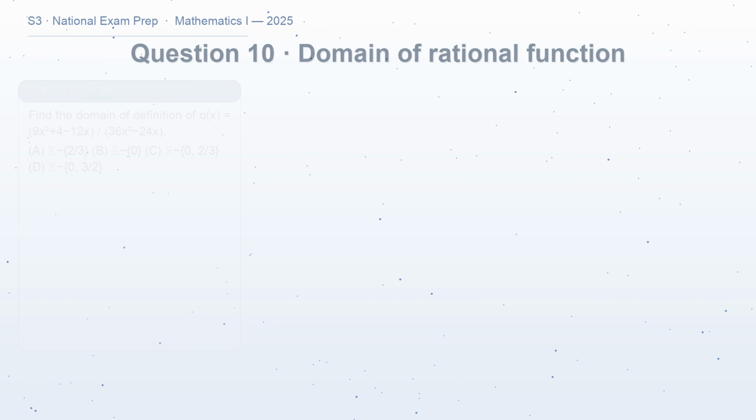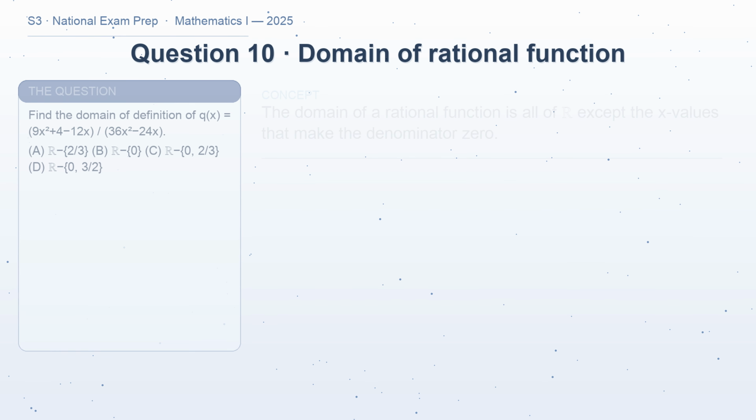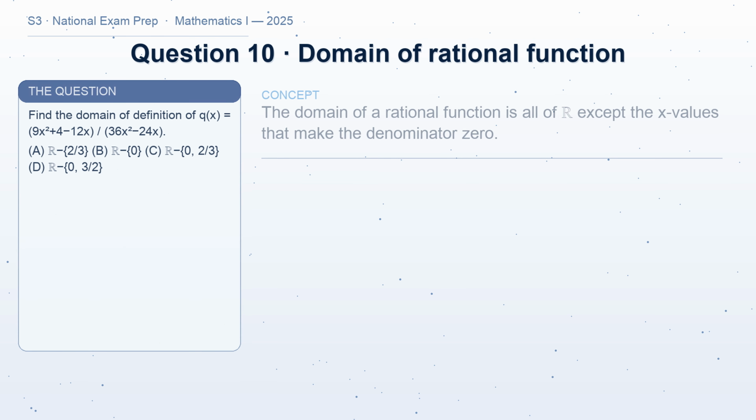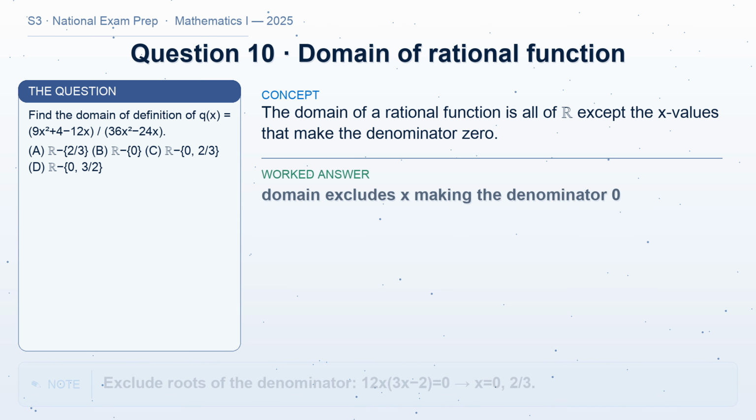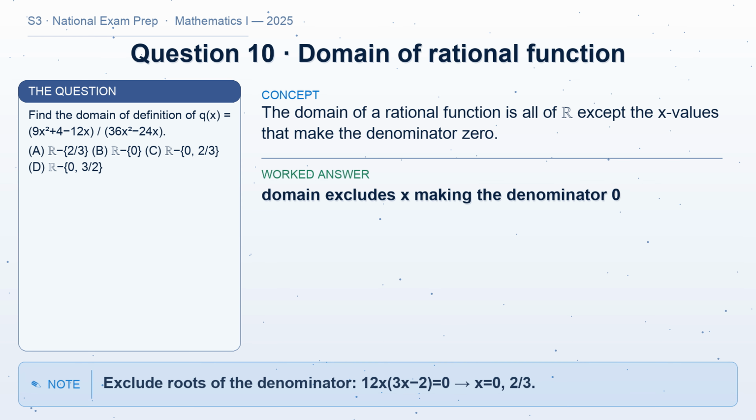Question 10. Find the domain of q of x equals 9x squared plus 4 minus 12x all over 36x squared minus 24x. The domain is every input the function is allowed to take. A value that makes the denominator 0 is a forbidden input. Like a bridge that is washed out, you simply cannot go there because dividing by 0 is undefined.